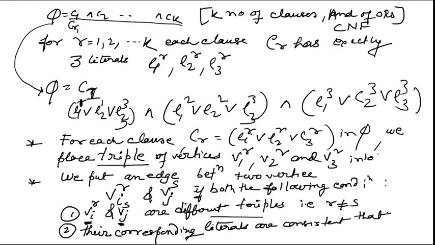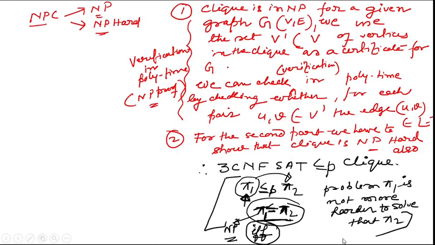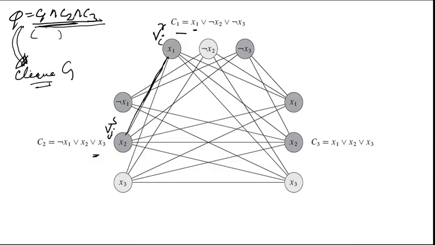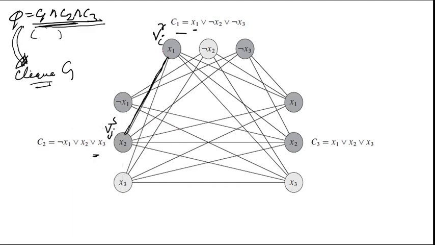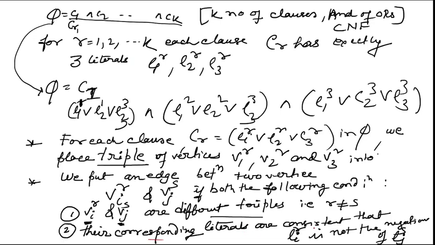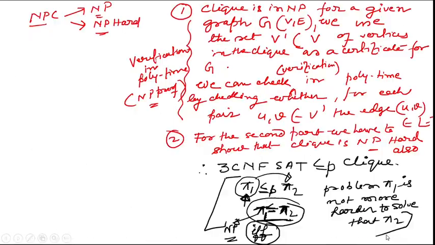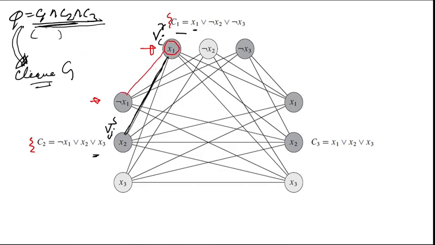That is, LIR is not the negation of LJS. Meaning, we are going to connect these two, no problem. This is one triple and this is another triple, this is C2, this is C1. Based on the first condition, I should be willing to connect them. But the second condition says that the corresponding literals LIR should not be the negation of LJS. Meaning, if you take X1, the literal in the triple from the other clause should not be not X1. Their connectivity is not possible.